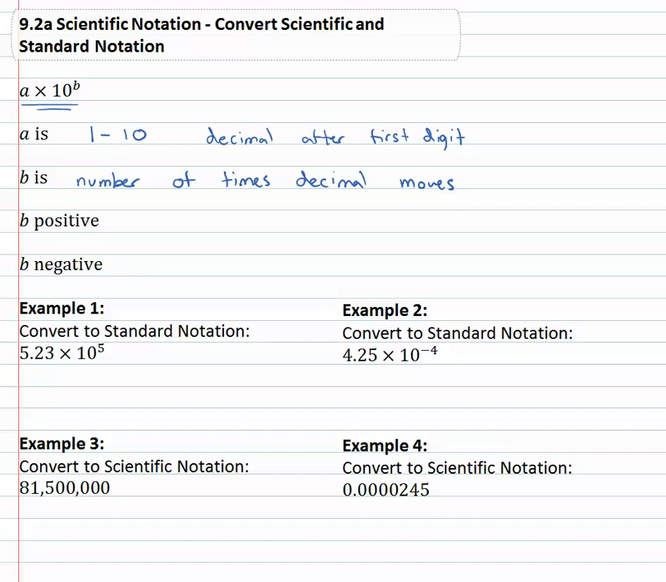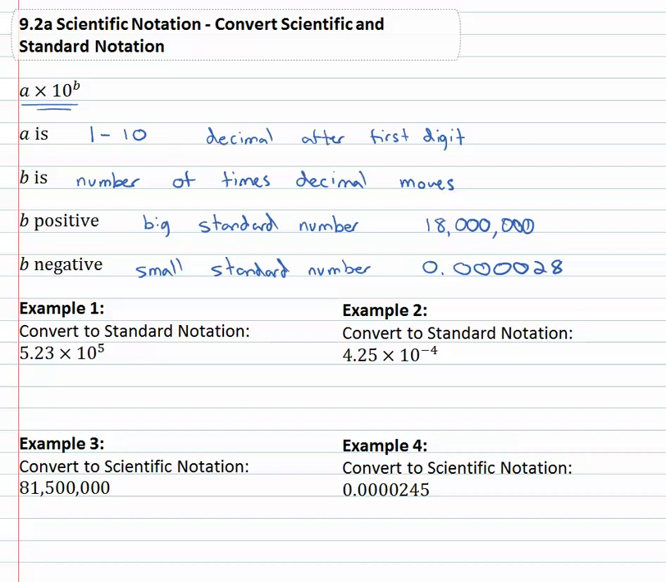If that b is a positive number, it means we are dealing with a big standard number. Big means the number's bigger than 10. It might be something like 18 million. That's a big standard number. In scientific notation, it's going to have a positive exponent. And as you might expect then, a negative exponent on 10 would be a small standard number. And by small, I mean really close to 0, smaller than 1. Maybe 0.000028. That's pretty small. It's going to have a negative exponent.